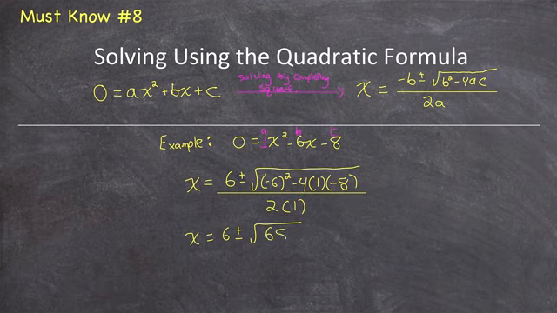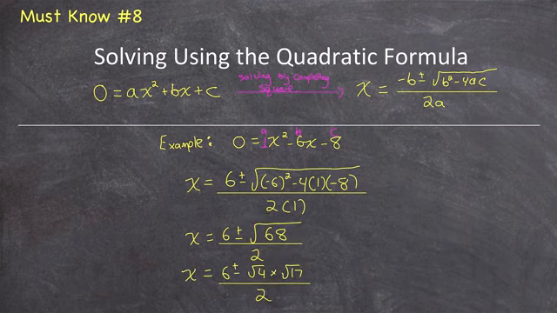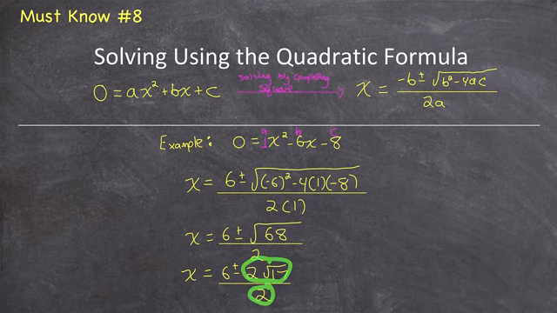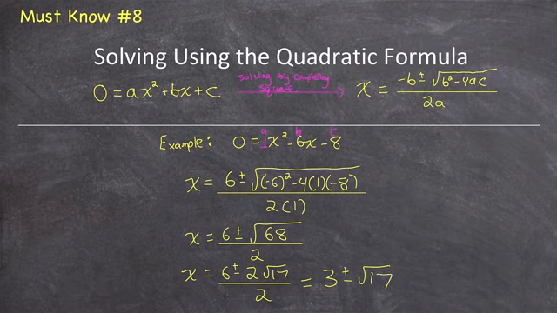That's 68. This radical can actually be simplified to the square root of 4 times the square root of 17. And I know the square root of 4 is just 2, so I'll rewrite it as just 2 root 17. And now in this fraction, the 6 is being divided by 2, and the 2 root 17 is being divided by 2. That means I could simplify this. 6 divided by 2 is 3, and 2 root 17 divided by 2 is just root 17.